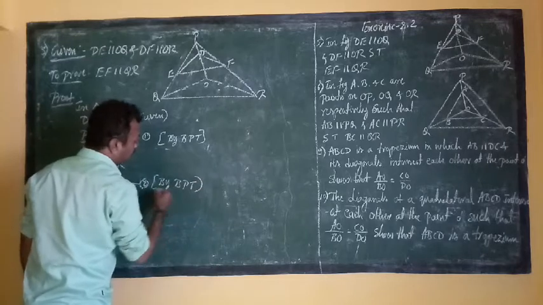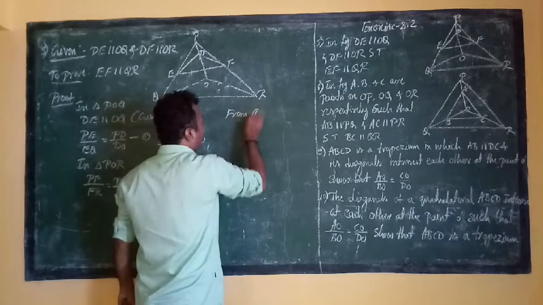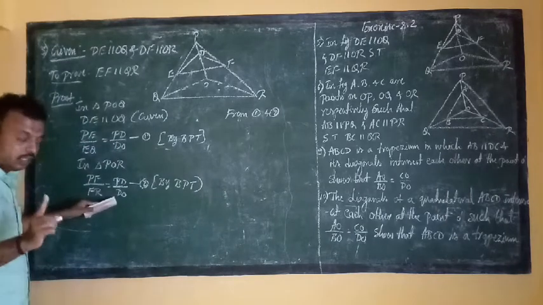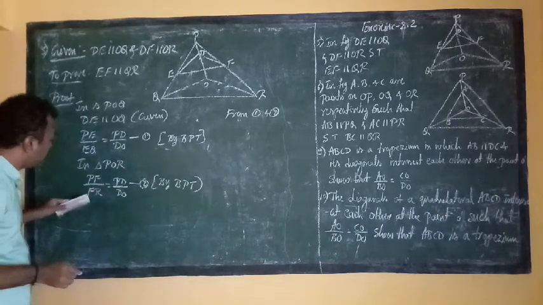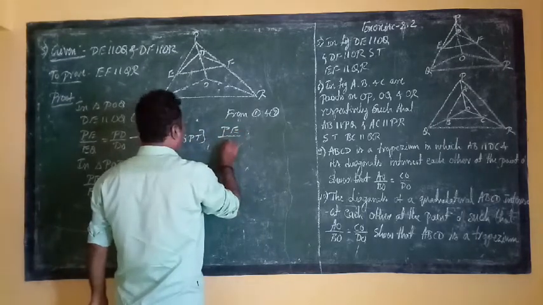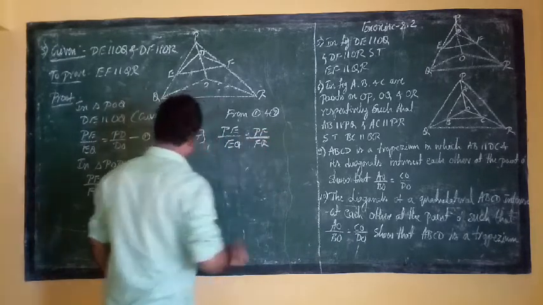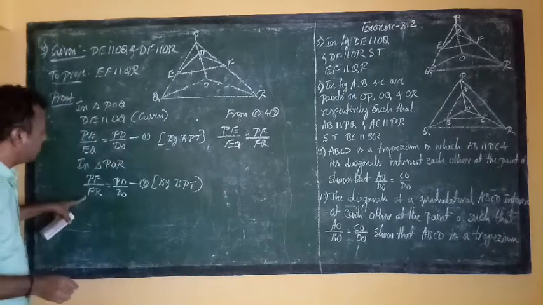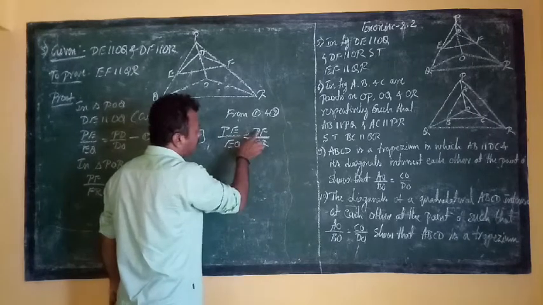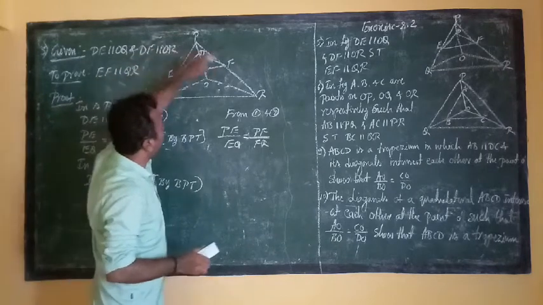Next, from 1 and 2 we should consider it. So PD by DO gets cancelled. Remaining PE by EQ and PF by FR are equated. So PE by EQ is equal to PF by FR. See students, PE by EQ and PF by FR.